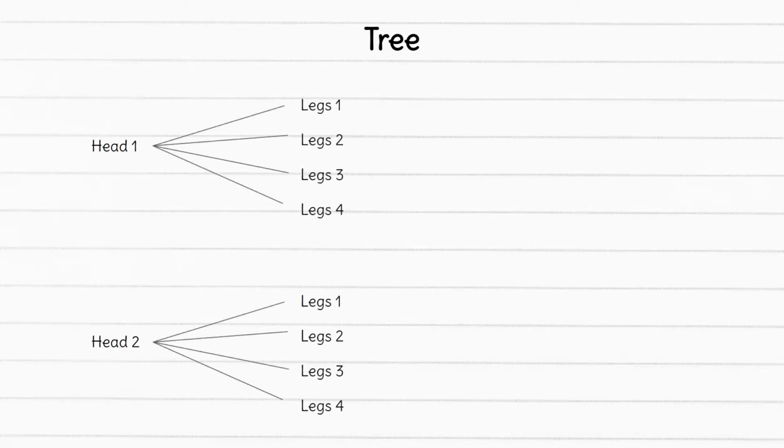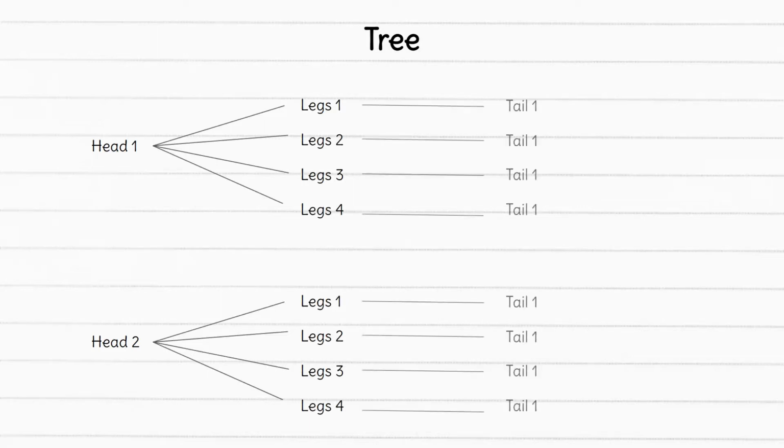We can also solve this using a tree diagram. We'll do it very similarly. We'll have 2 heads, and then from each head, we'll have 4 options of possible legs and 1 option of possible tails. So counting that up, 1, 2, 3, 4, 5, 6, 7, 8, gives us 8 possible combinations.